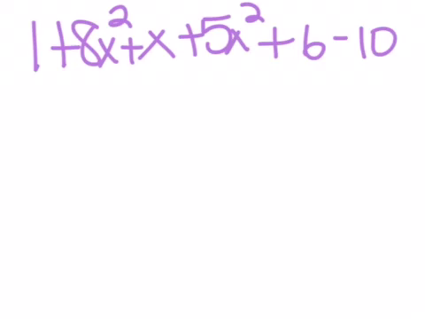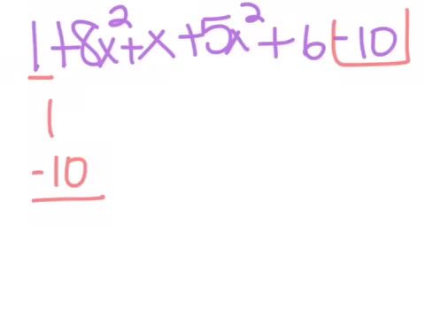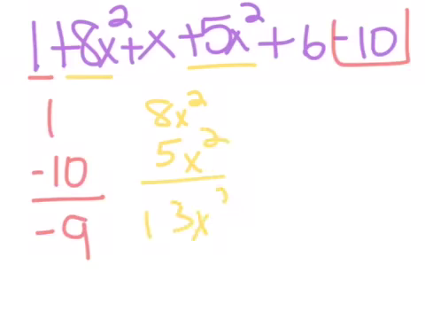All right, so I'm going to work out that first example. All right, so let's take a look at it. We have a 1, and our other number is negative 10. So 1 minus 10, or 1 plus negative 10, is going to give me negative 9. Then we have 8x squared and a positive 5x squared. That's going to give me 13x squared, and that's positive, so I put a positive sign in front of it.